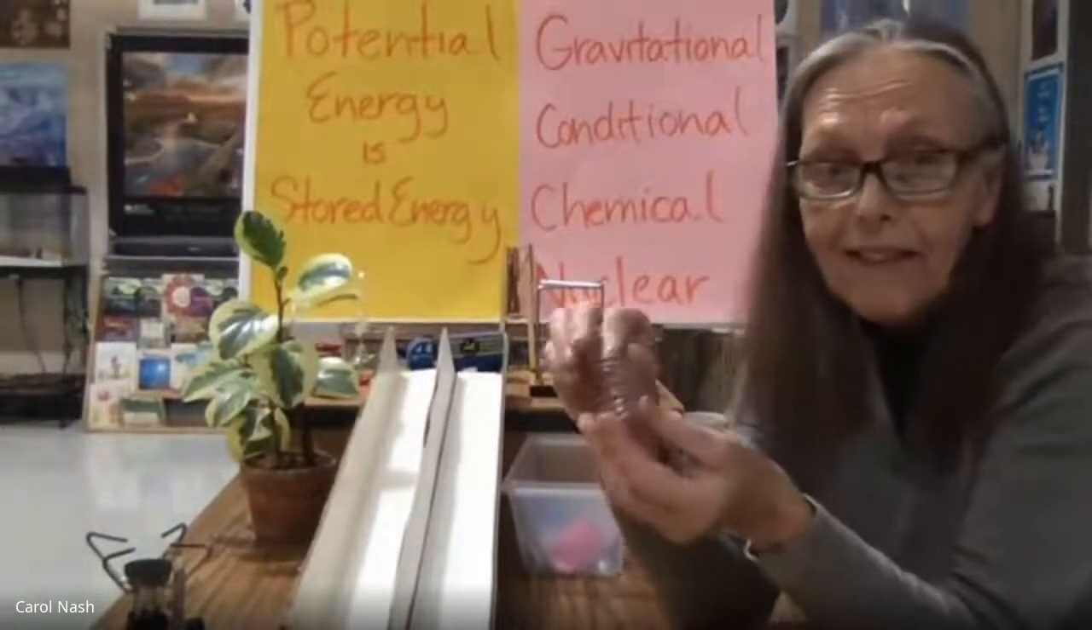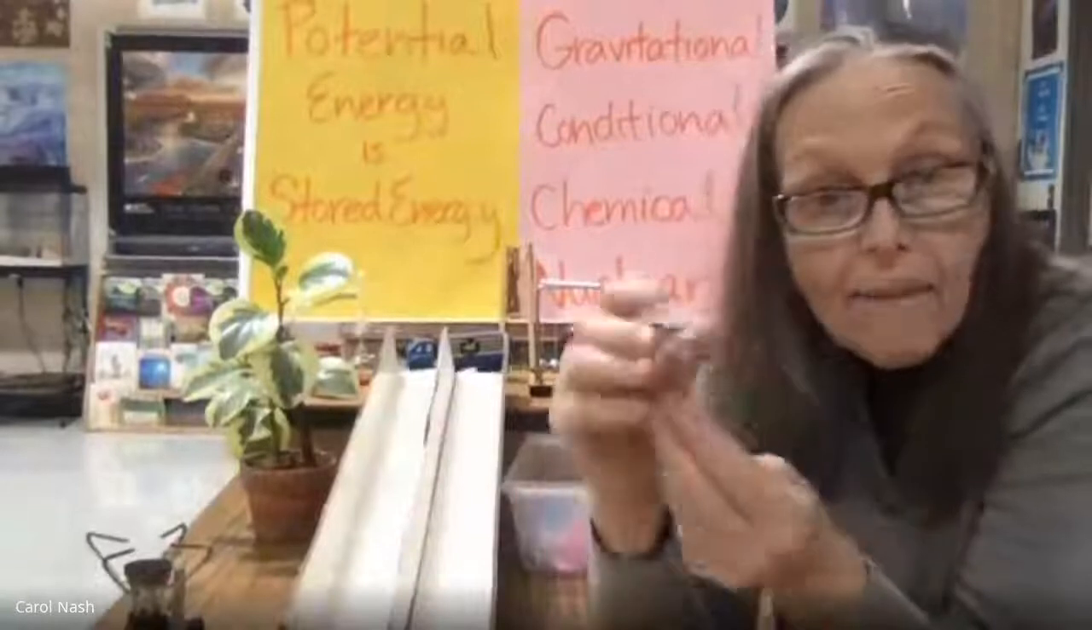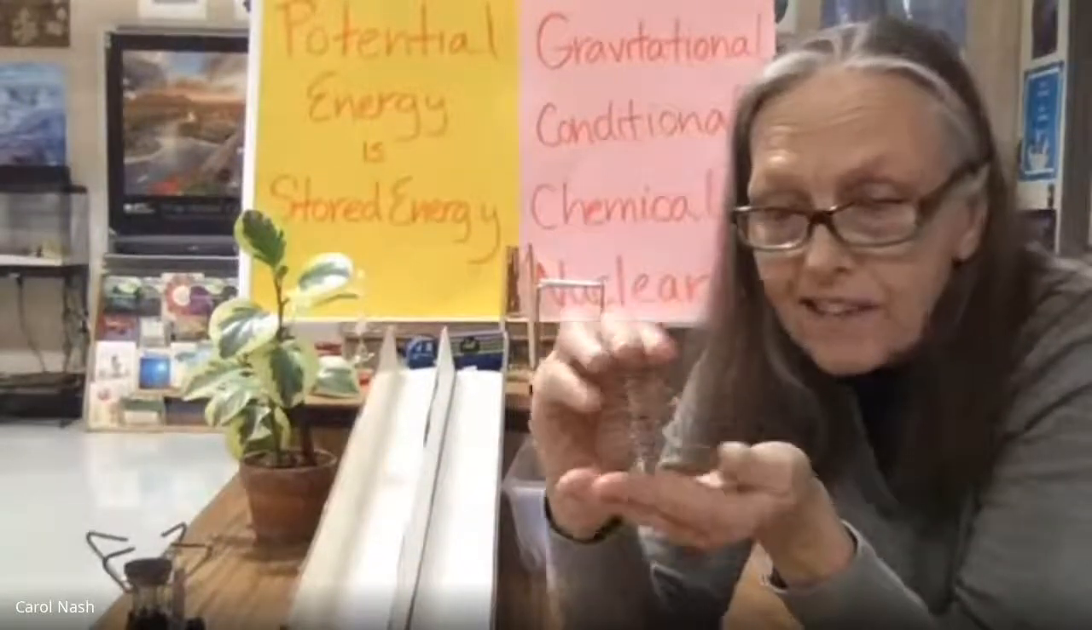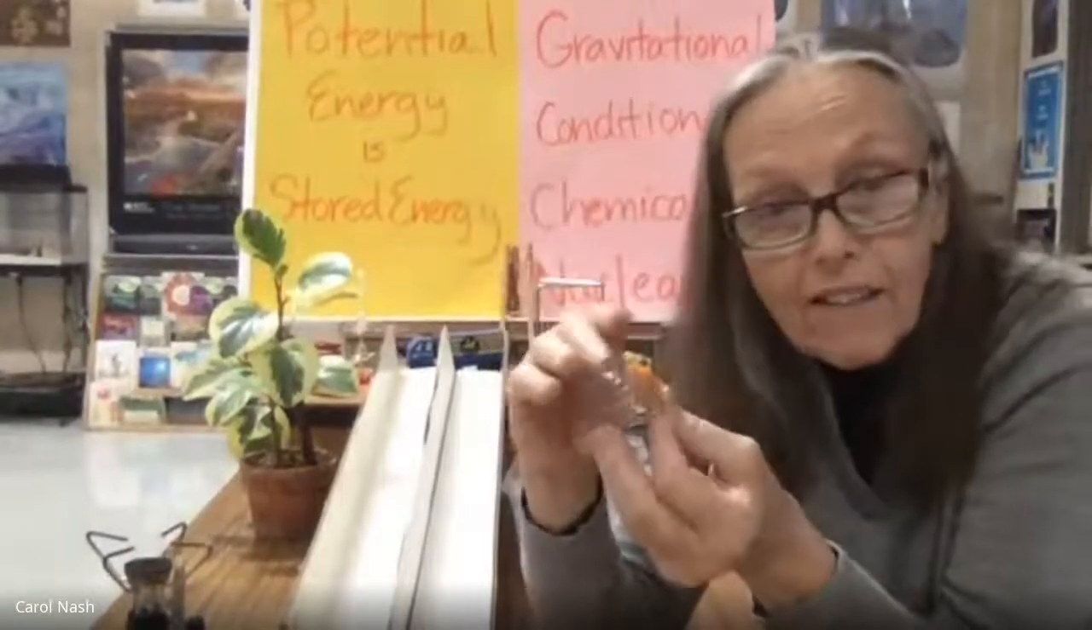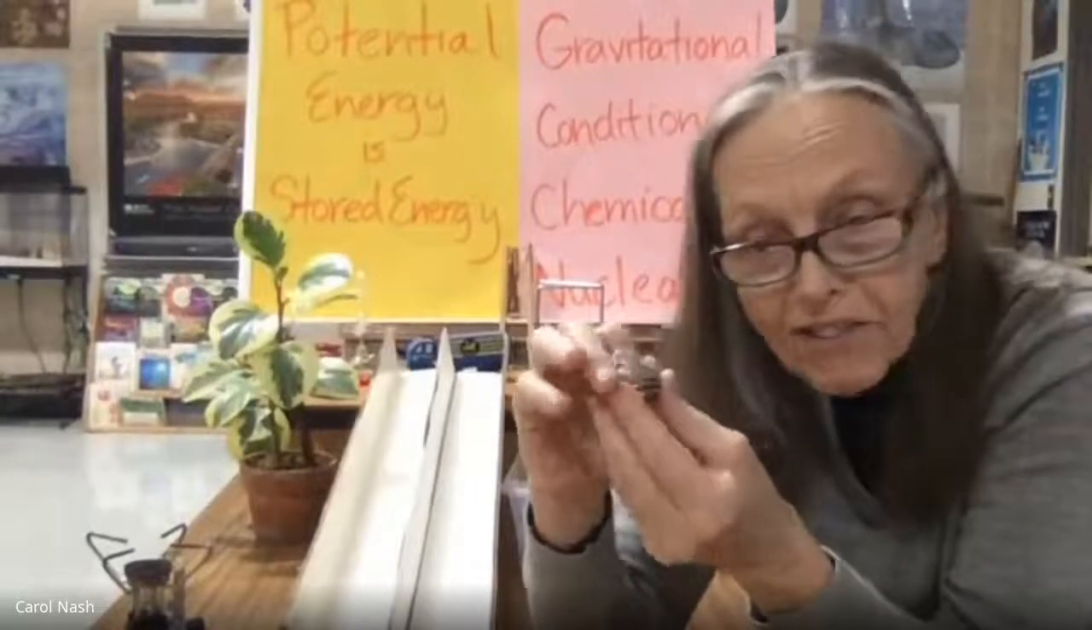So I made myself a little spring. I just wrapped wire around a little tube like that, and I made a spring. And then if I compress it, it can pop up and throw things around. Okay, it can be really useful. But I'm storing that potential energy in the spring.